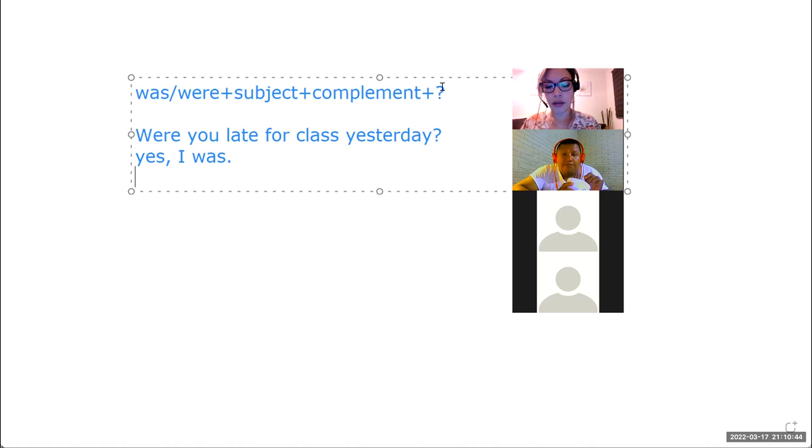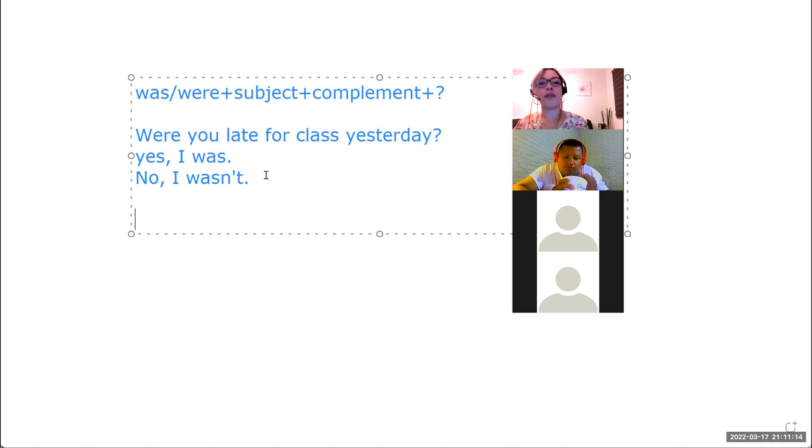Y si no, no, contestó no, I wasn't. No, I wasn't. Okay. Estoy contestando con I porque es como si me preguntaron a mí, ¿verdad? Si me preguntan, ¿estuviste tarde en clase ayer? Entonces yo digo, yes, I was. O no, I wasn't. Okay, así sería como un rol de conversación.